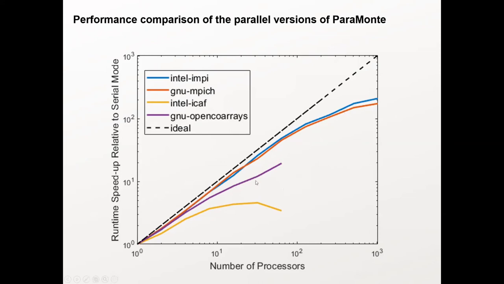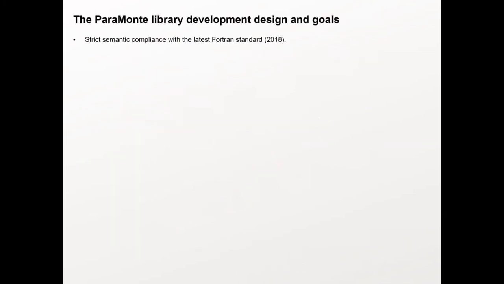I think I know some of the reasons why OpenCoarrays performs less than the MPI version, and that's because OpenCoarrays is inherently one-sided communication. But the way it's implemented right now, because it was implemented a long time ago, at a time when Coarray events were not available, it's really two-sided communication versus one-sided. So I think that's why it's less performant.